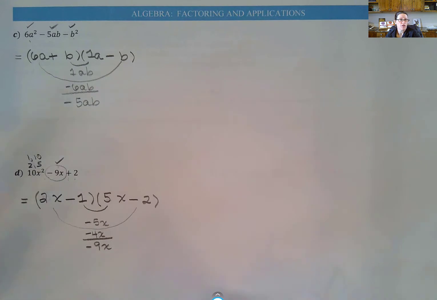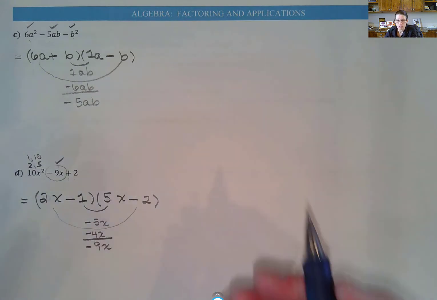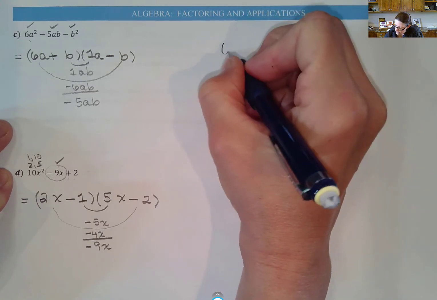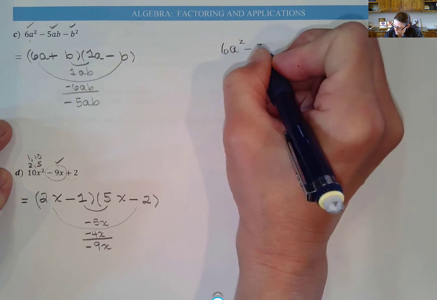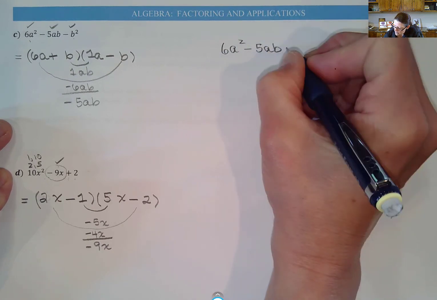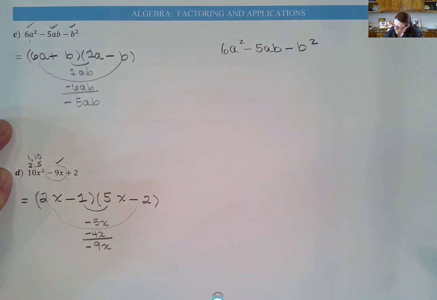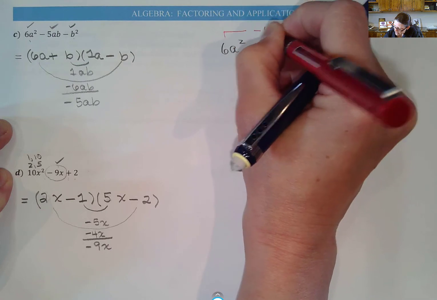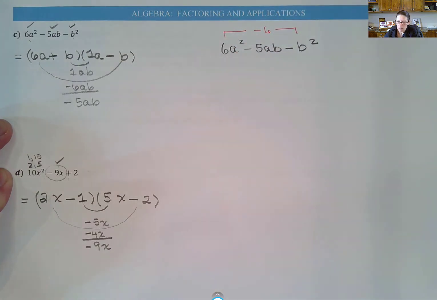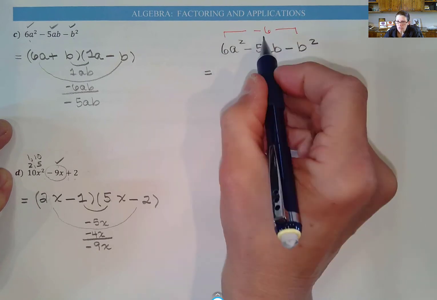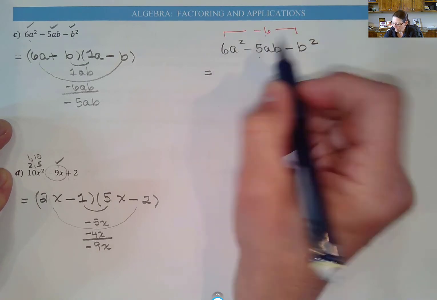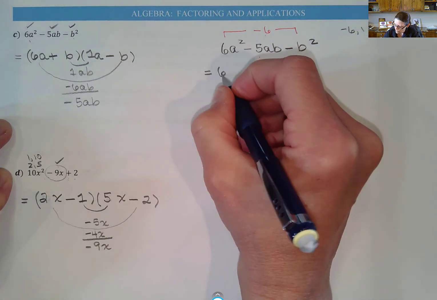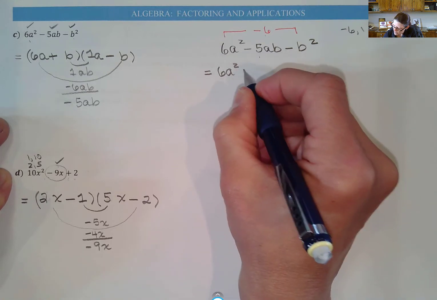Let's work another. 6a squared minus 5ab minus b squared. Our outer product, 6 times negative 1, is negative 6. And let's speed up a little bit here. Factors of negative 6 that sum to negative 5 are negative 6 and positive 1. So let's rewrite as 6a squared minus 6ab plus 1ab minus b squared. Hard part's over.